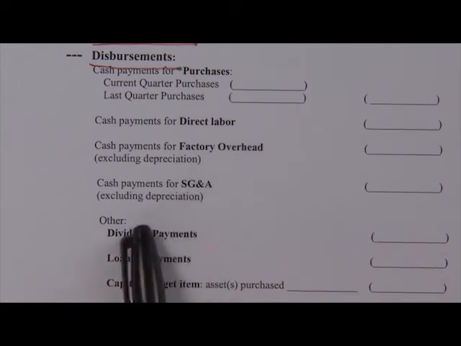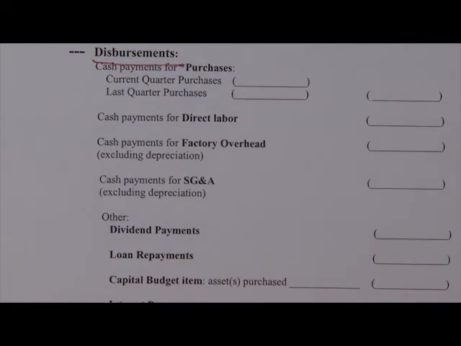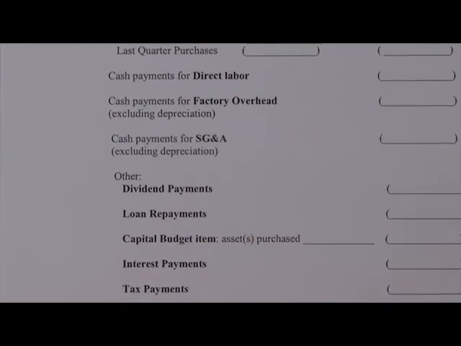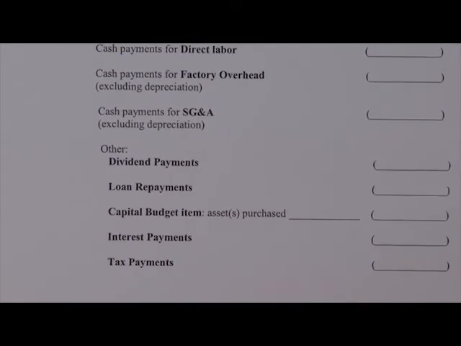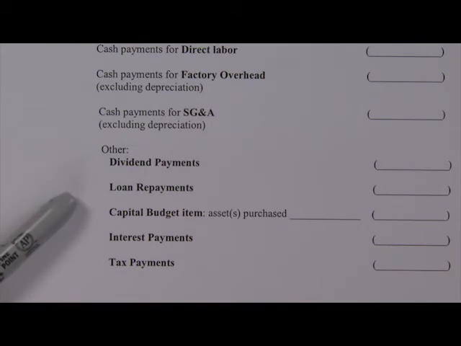This will also be true for the SG&A budget. We must remember that there is no cash in depreciation, and the depreciation amount on SG&A would have to be excluded. Other items that we frequently see in terms of disbursements are dividend payments, particularly in the fourth quarter. A company may decide to pay off a loan, so we could see loan payments or repayments.